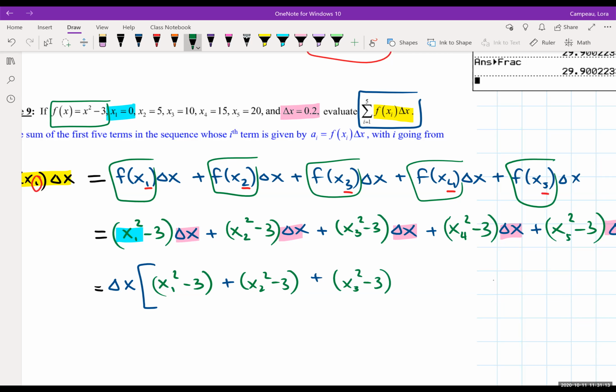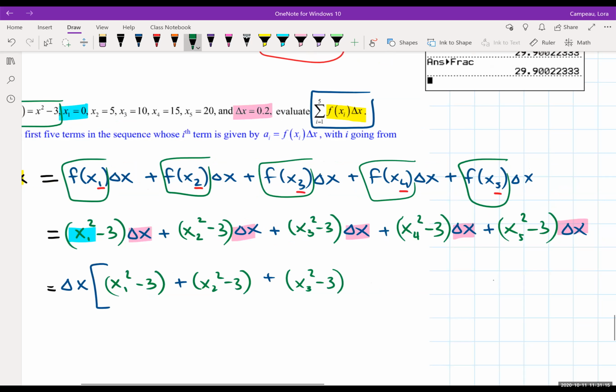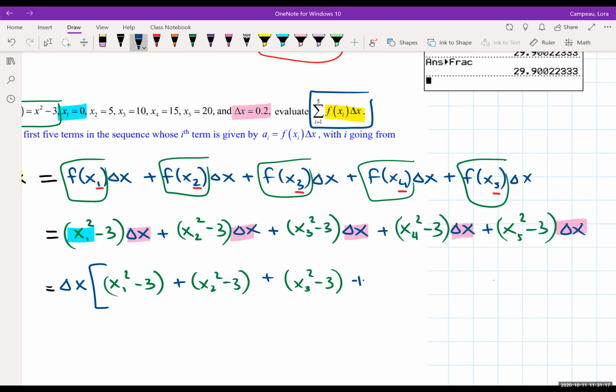And don't let the subscripts fool you. All they're trying to tell you is that you have different values of x to plug into your function. x of 4 squared minus 3. And we're not writing the delta x because it's already factored out. Oops, I want to highlight that. There we go. It's already factored out. Plus x of 5 squared minus 3.